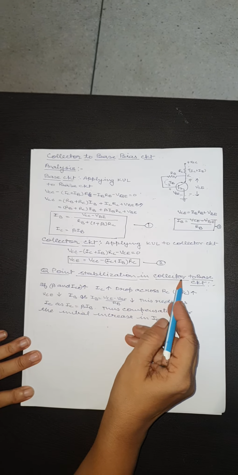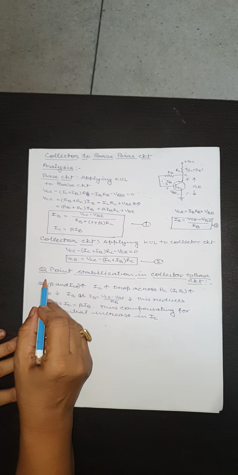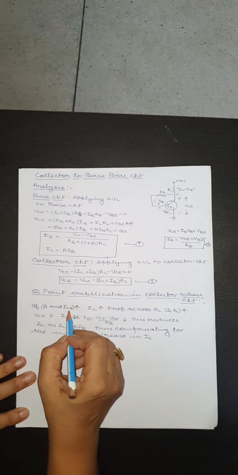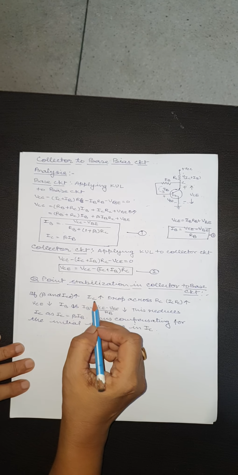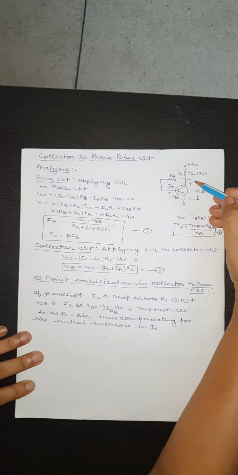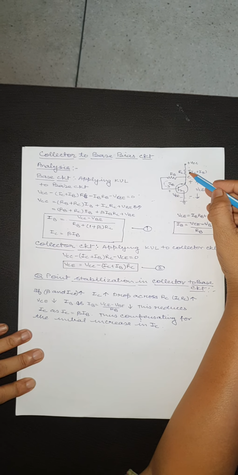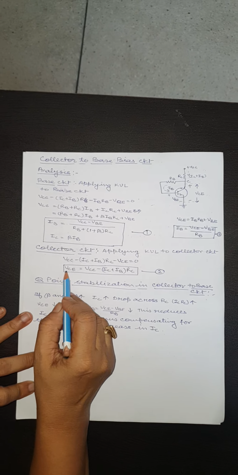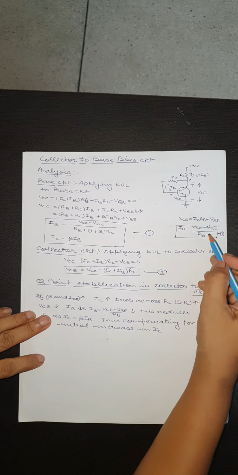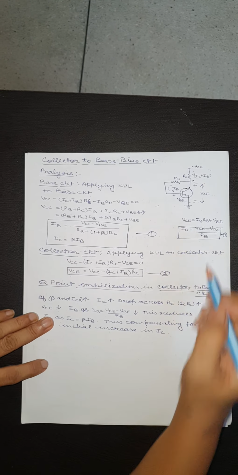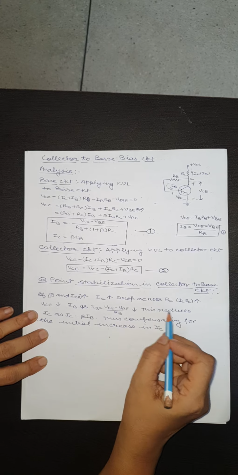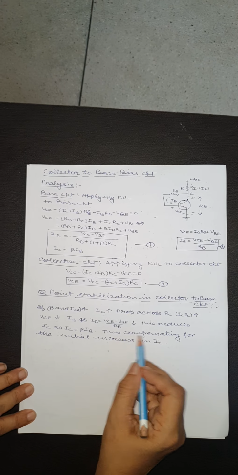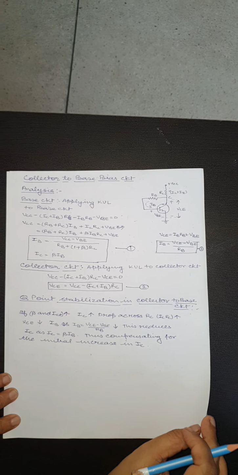Q point stabilization in collector to base circuit. If temperature changes, ICO changes, means leakage current increases. If leakage current increases, IC increases. If IC increases, the drop across RC increases, and if drop across RC increases, value of VCE decreases, and if VCE decreases, value of IB also decreases, and this reduces IC as IC is equal to beta times IB. Thus compensation for the initial increase in IC is achieved.